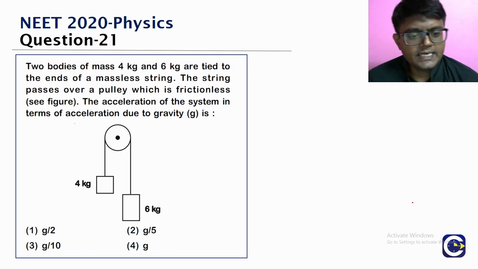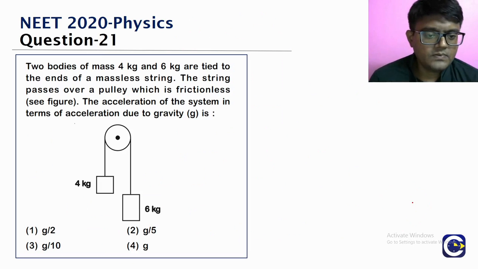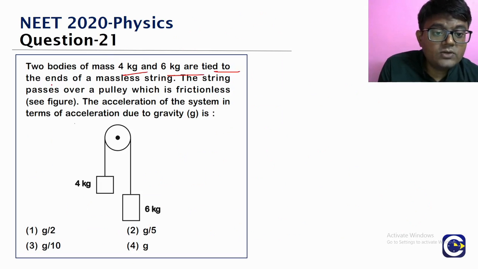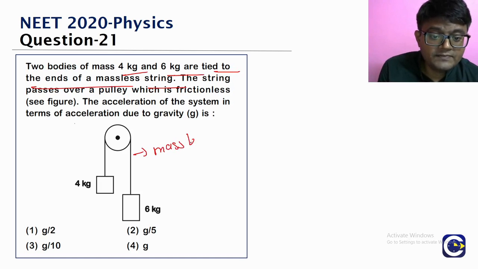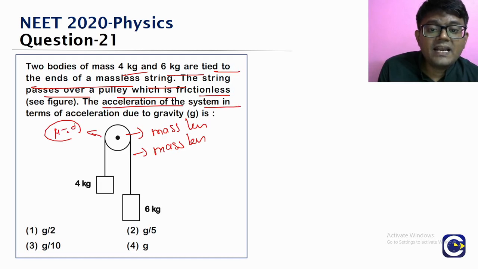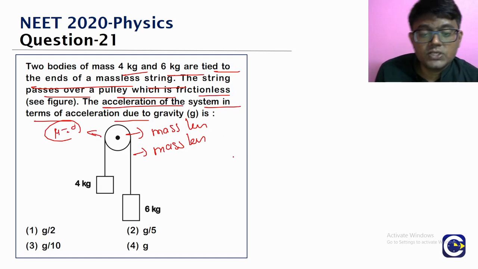This is a connected mass system across a pulley. Two bodies of masses 4 kg and 6 kg are tied to the ends of a massless string. So the string is massless; these are the common assumptions we make. The pulley also we will consider to be massless. The string passes over the pulley which is frictionless, so friction here is 0. Find the acceleration of the system in terms of acceleration due to gravity.